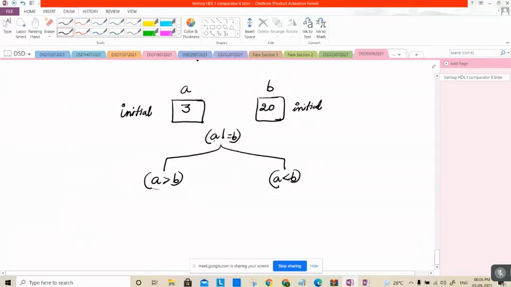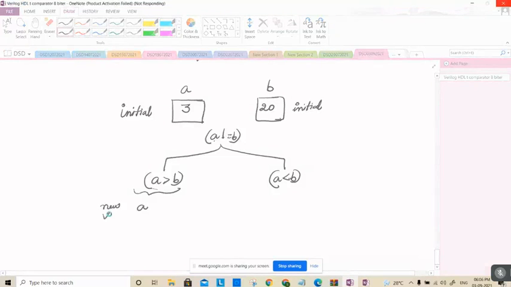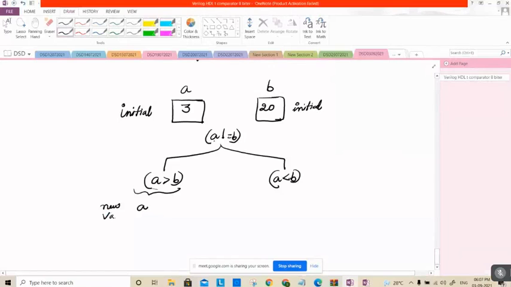A less than B. Now, if it is A greater than B, then the new value of A will be A minus B, and the new value of B will be simply B itself. And if it is A less than B, then my new value of A will be A only, and the new value of B is equal to B minus A. Is it clear? Yes, sir.